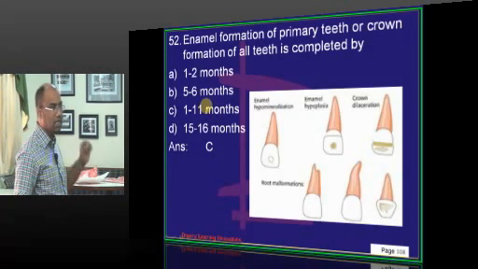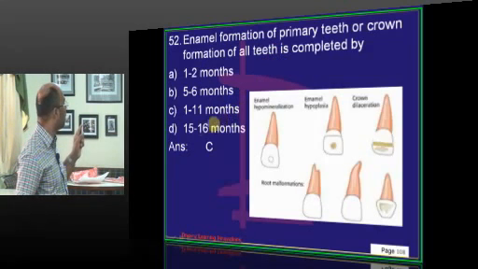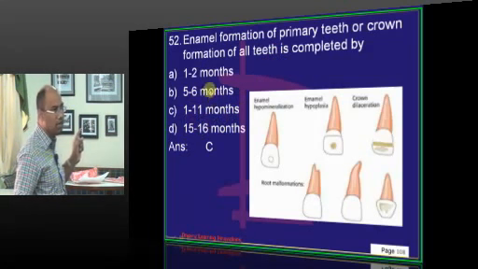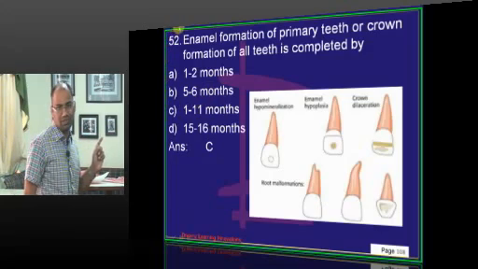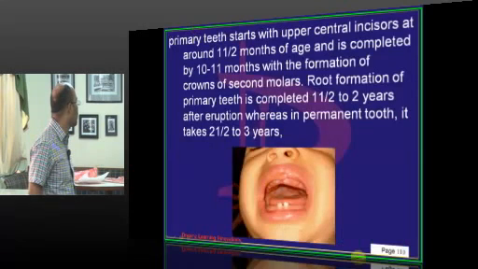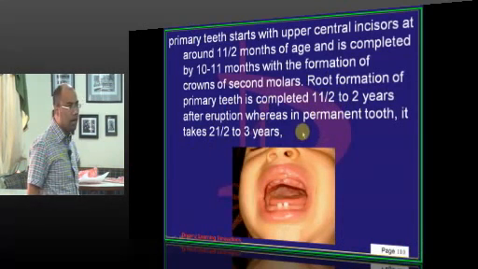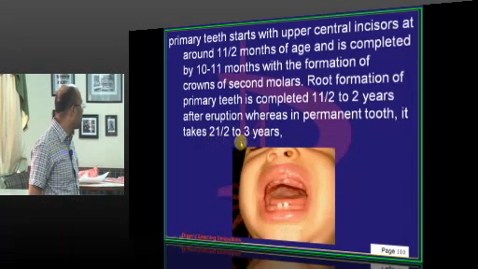So you see the crown formation in the first trimester for primary teeth, and the second primary molar crown formation is almost complete by 12 months. The root formation of primary teeth is completed by 1.5 to 2 years, whereas in permanent teeth it is 2.5 to 3 years.